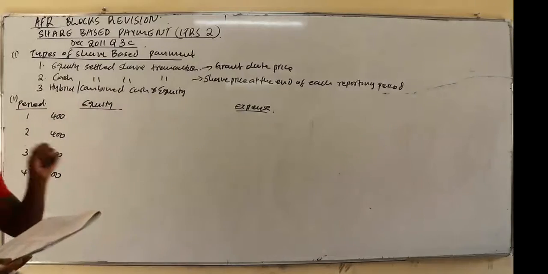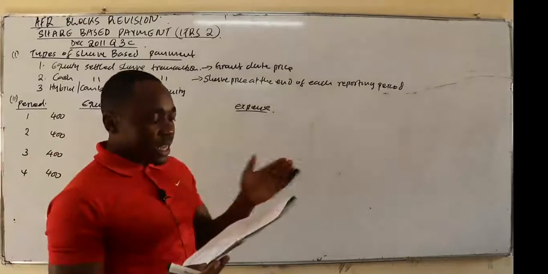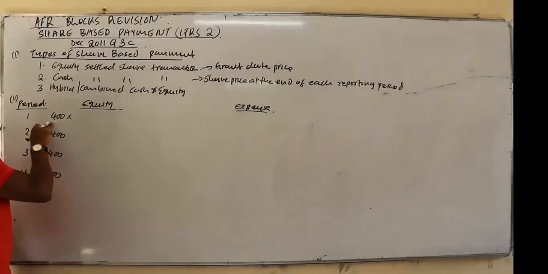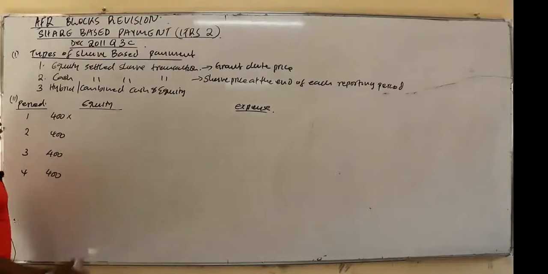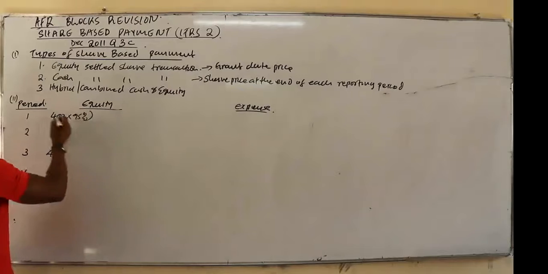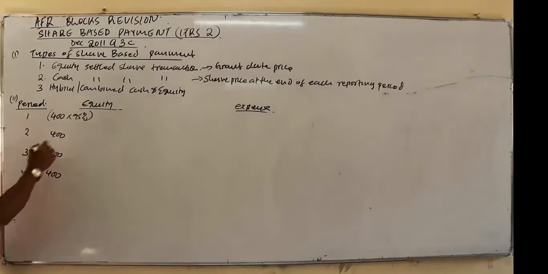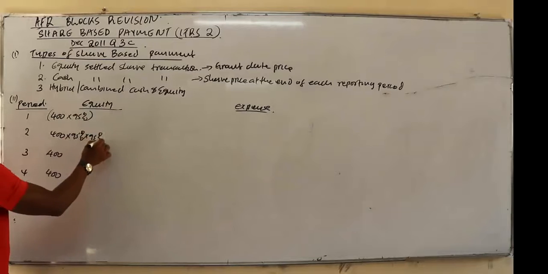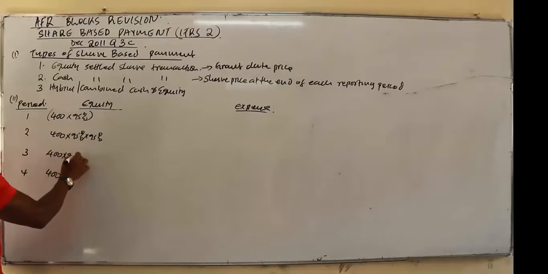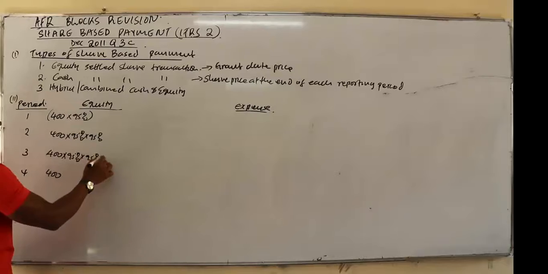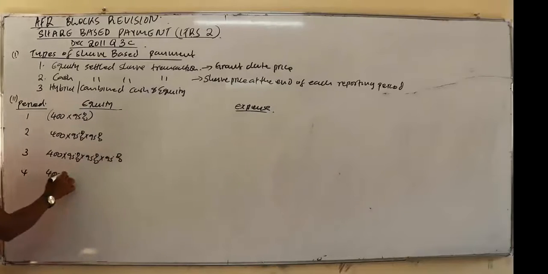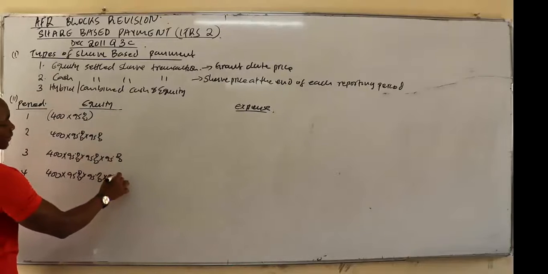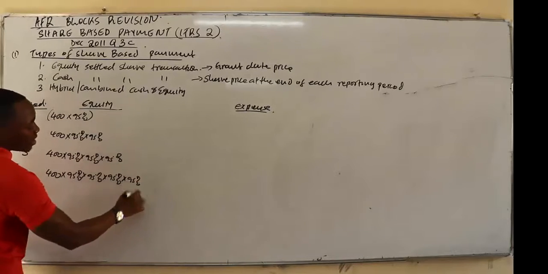Then we are told that they estimate that 5% will leave in each of the next 4 years. So the first one is 400 employees times, if 5% leave, we will only be having 95%. In the second year, you take 400 times 95% times 95%. Third year, 95% times 95% times 95%. And here it's 95 times 95 times 95 times 95.